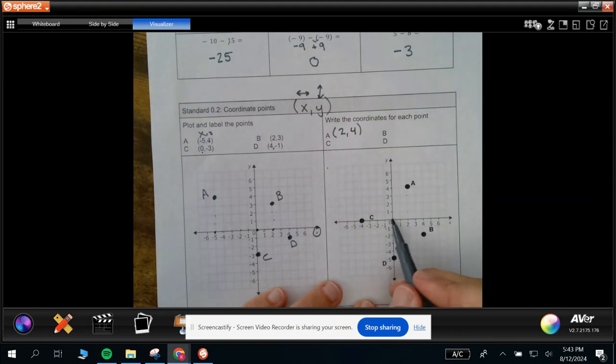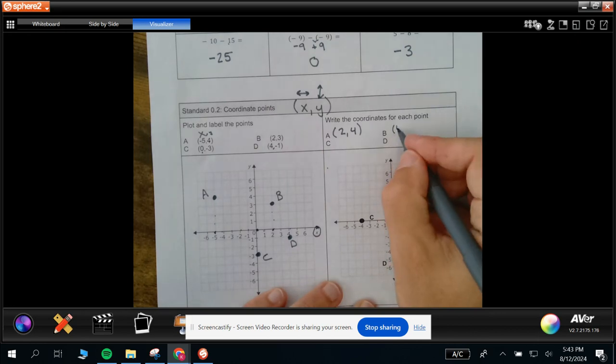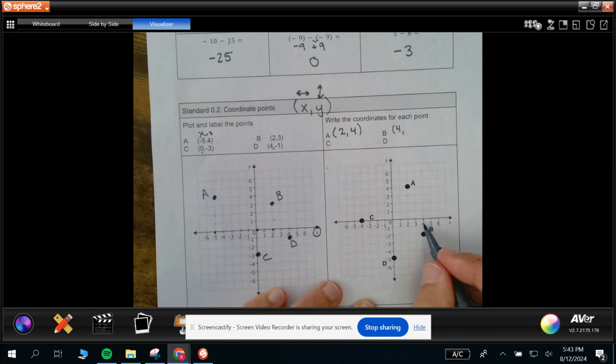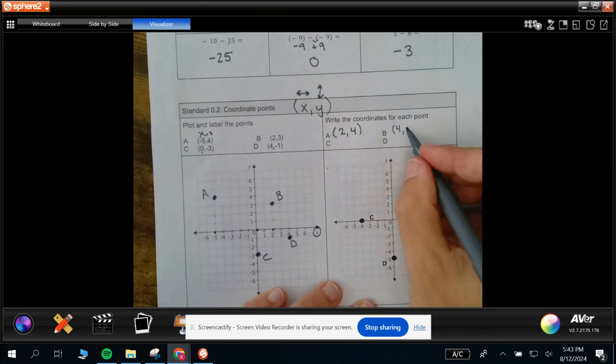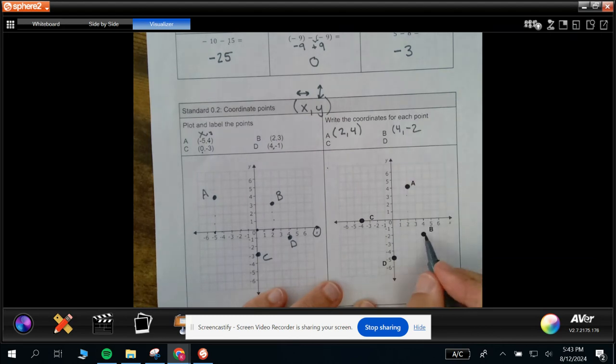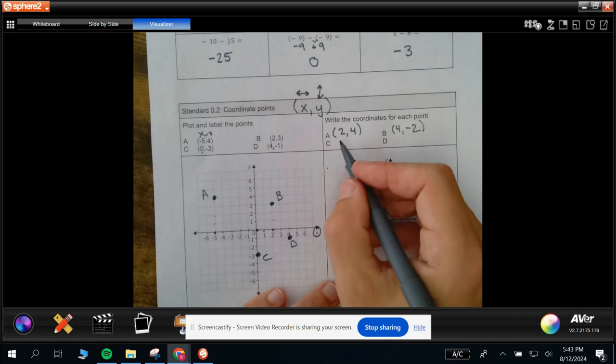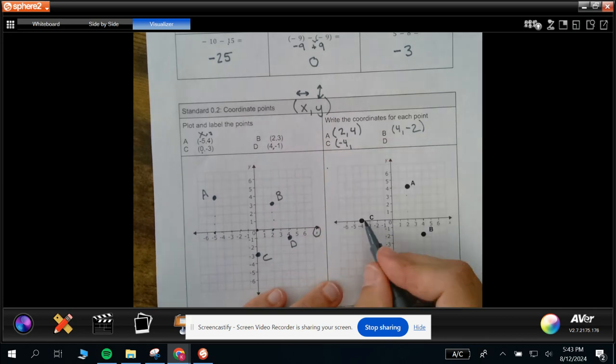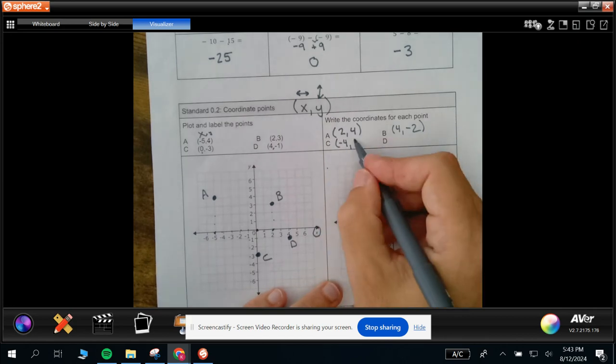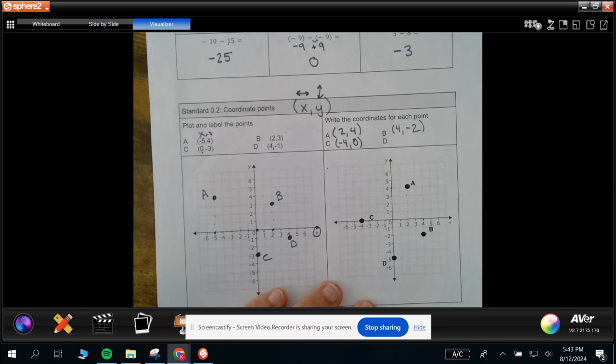What are the coordinates of point B? Start at 0, 0. Not from A, go back to 0, 0. 1, 2, 3, 4 to the right. And then I have to go 2 down, 1, 2. So -2. Notice -2, my y value. For point C, I go 1, 2, 3, 4 to the left. So -4 for my x value. Y, I don't go up or down at all. So y is just 0. For point D, I don't go anywhere left or right. I'm just going straight down.